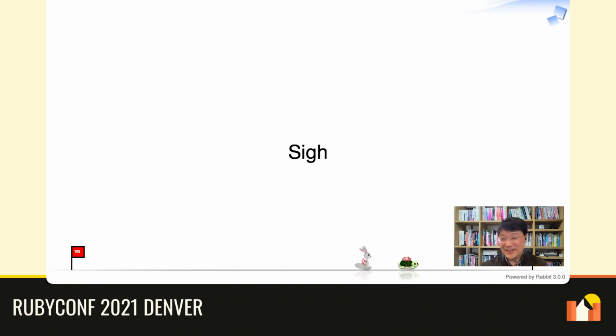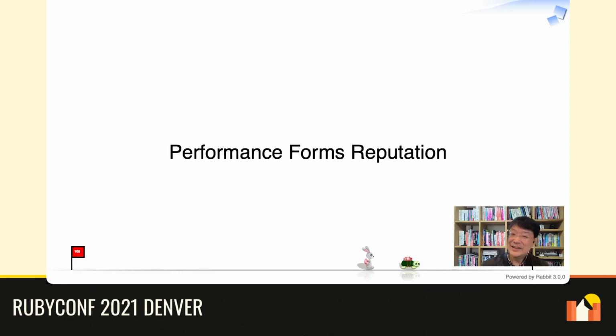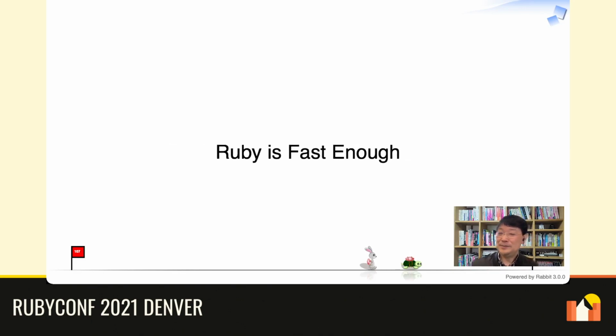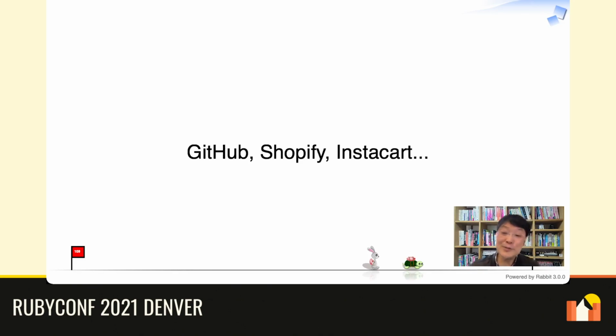But in fact, performance, especially the micro benchmark performance, forms reputations. In fact, Ruby is fast enough for most of the cases. For example, GitHub, Shopify, Instacart, and Cookpad, and many other big web services are implemented in Ruby. That means that Ruby is good enough.